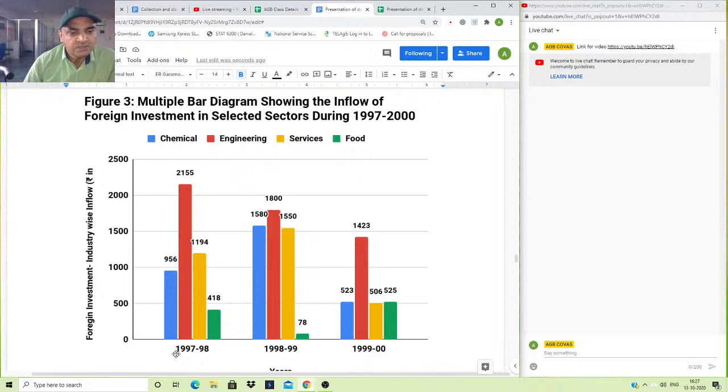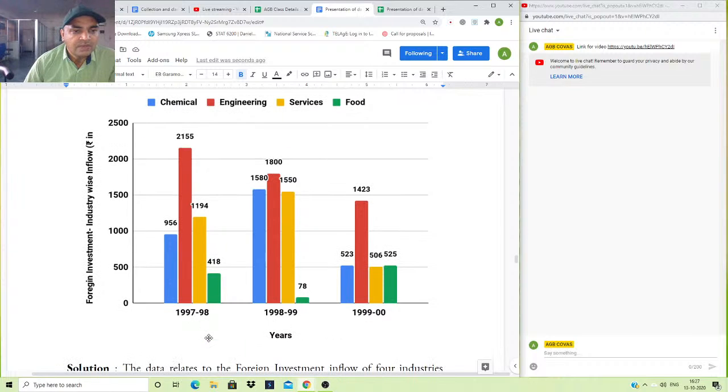It starts from 0, and you see that chemical bars are all blue in color, engineering all red in color, services all yellow in color, and food all green in color. So what it signifies is that within the same year, the maximum foreign investment has been received in the case of engineering, let it be 1998 or 99.